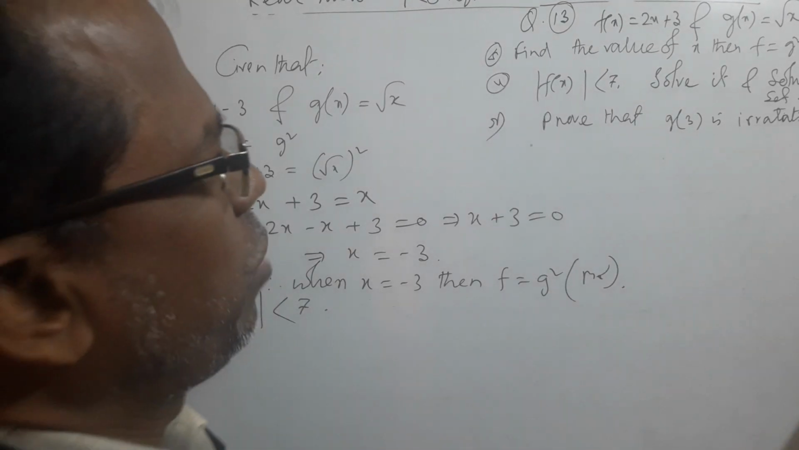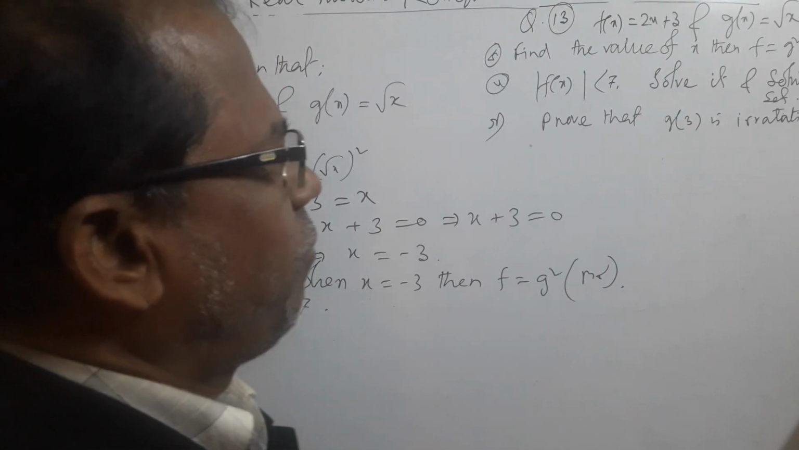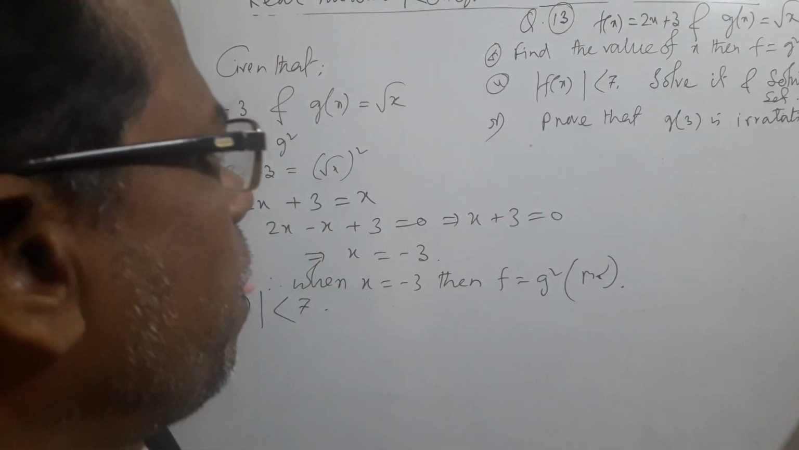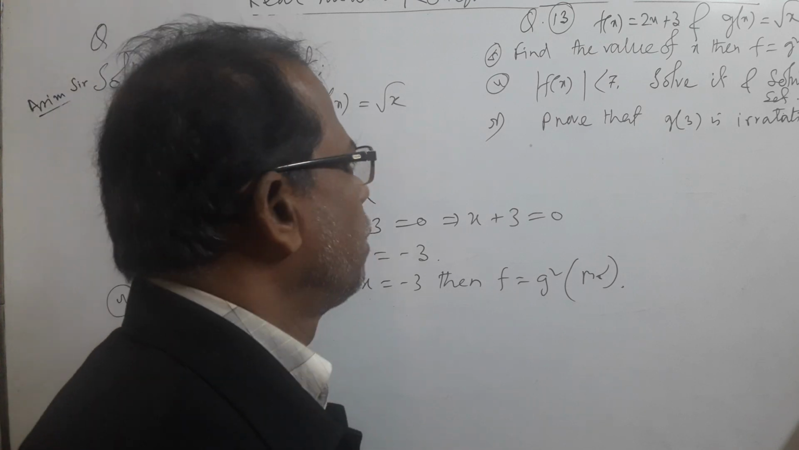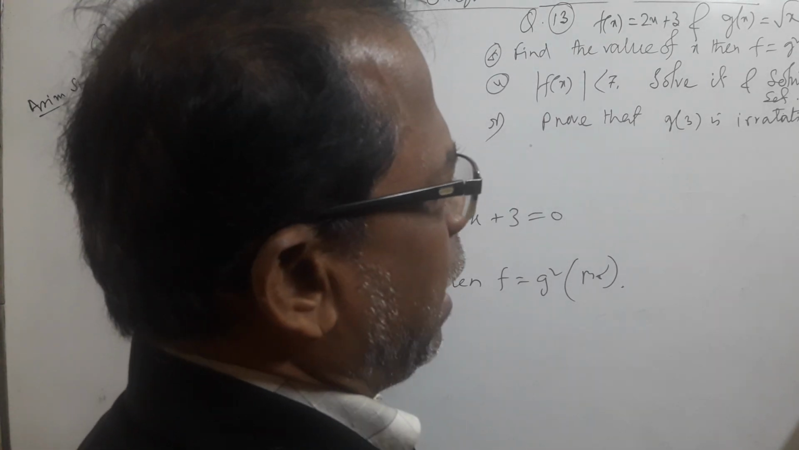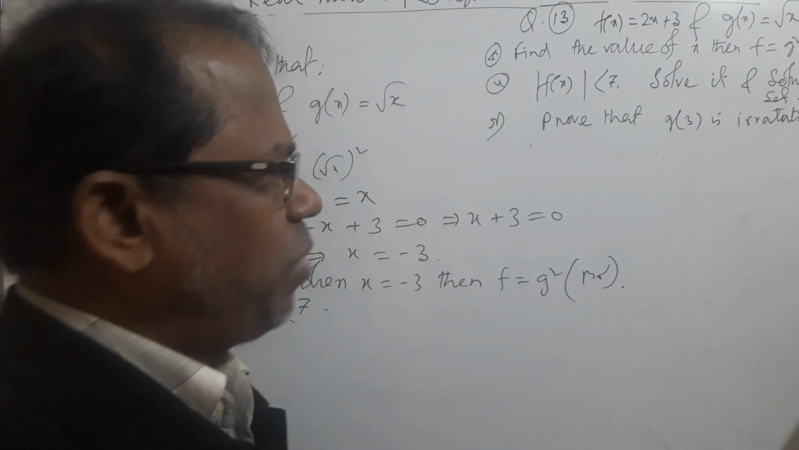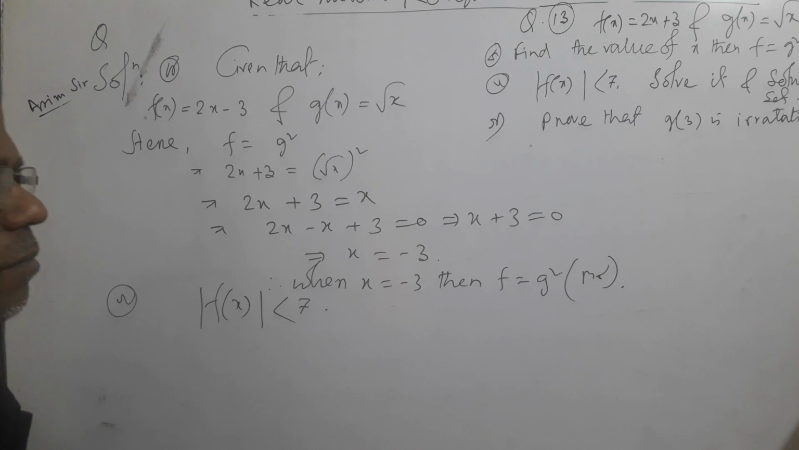f of x equal to 2x plus 3 and g of x equal to root x. First, find the value of x when f equals g square. Second, f of x absolute value is less than 7, solve it and give the solution set. And thirdly, prove that g of 3 is irrational.